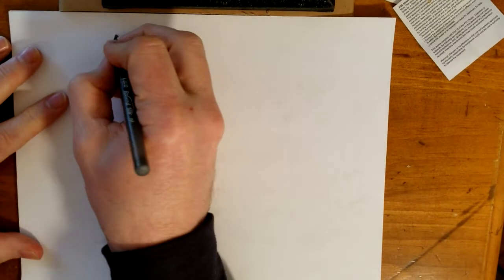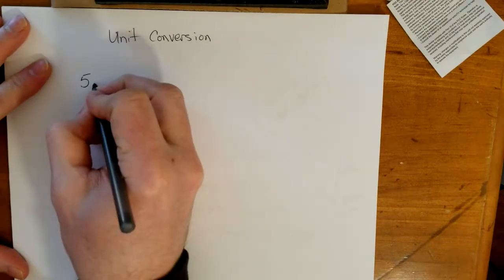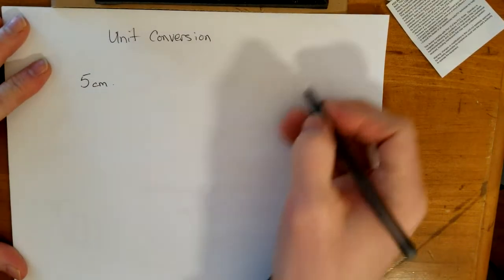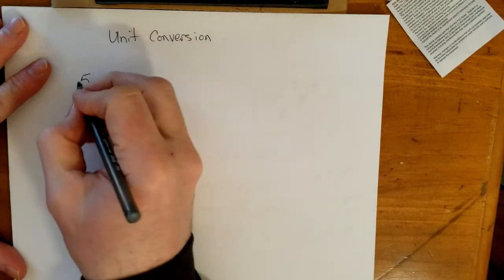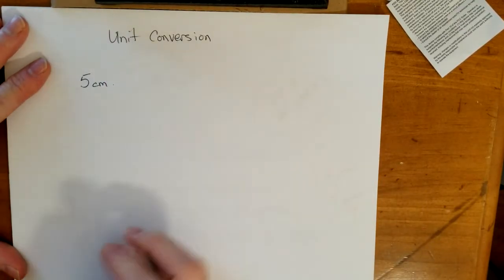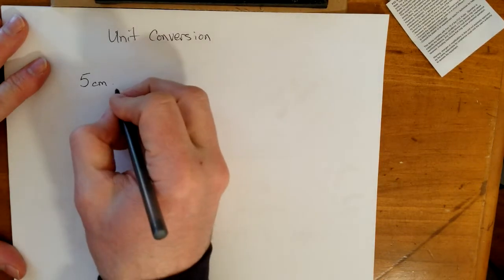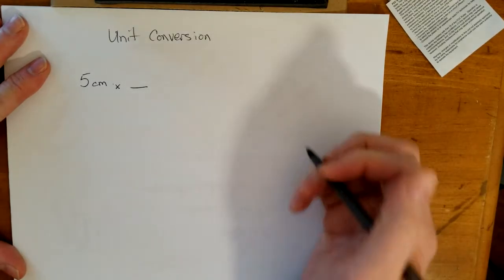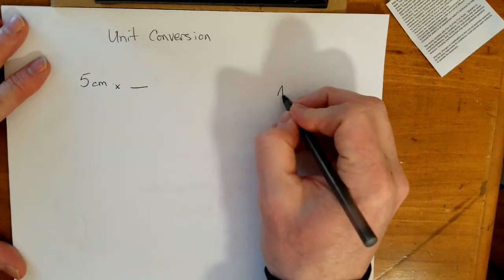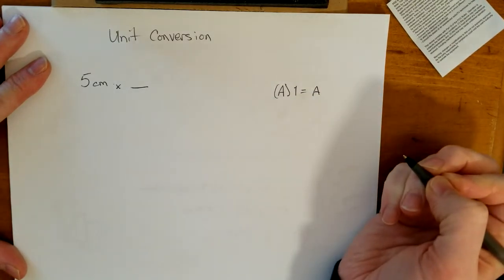Talk about unit conversion. Unit conversion is just a matter of multiplying fractions. If I have 5 centimeters, I'm not going to worry about significant digits here. Actually, no, I will. Sorry, scratch that. So if I have 5 centimeters and I want to convert to meters, I'm going to multiply by some fraction that's equal to 1, because the math people tell me that any number times 1 gives me that same number back.